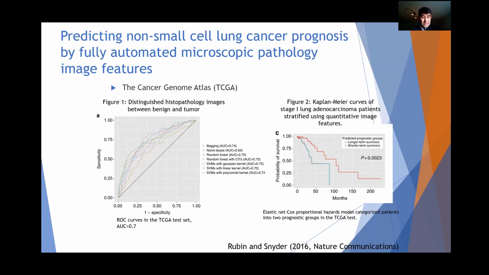The figure on the left is an example of model construction, classification using multiple different models, bagging, naive Bayes, random forests, support vector machines with different kernels, to use the histopathologic features to differentiate the non-small cell lung cancer tumor versus benign tissue. And on the right, they're using those features extracted to build a classifier of overall survival.